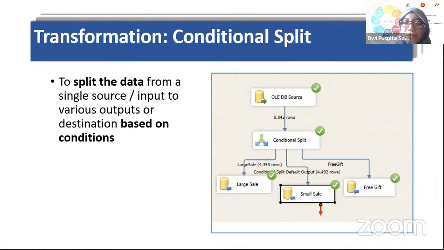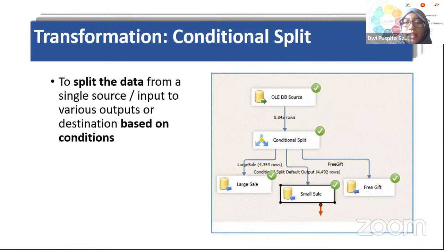Conditional split is the opposite of merge and union. In merge and union, you combine data sets into one output. In conditional split, you split one input into multiple outputs. So you can see here, from a single input, a database with 8,000-something rows, we split it into multiple outputs. For this example, there are 3 outputs.